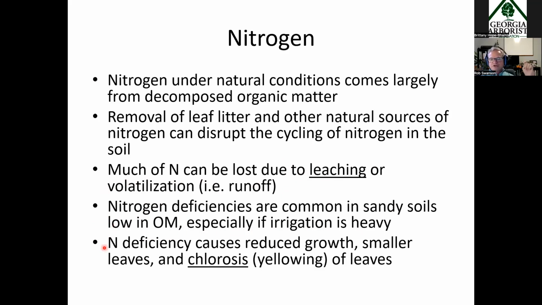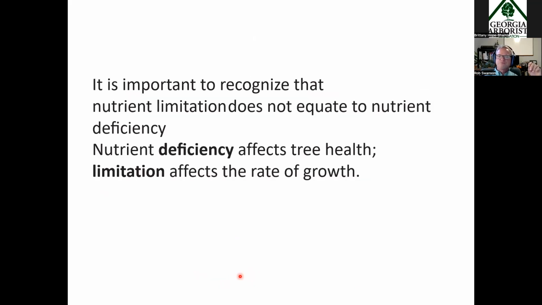Nitrogen deficiency causes reduced growth, smaller leaves, and chlorosis of the leaves. You will see this term chlorosis used over and over again. There are a number of disorders that trees can have that result in yellowing of the leaves, or chlorosis. So we'll come back and talk about chlorosis a lot before the end here.